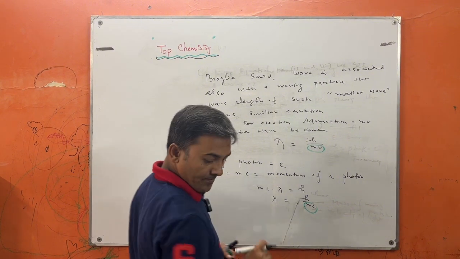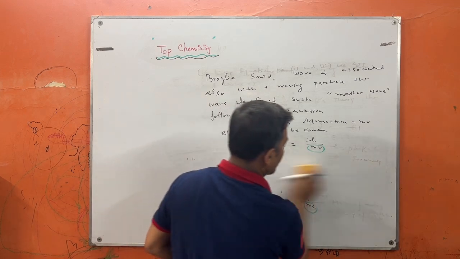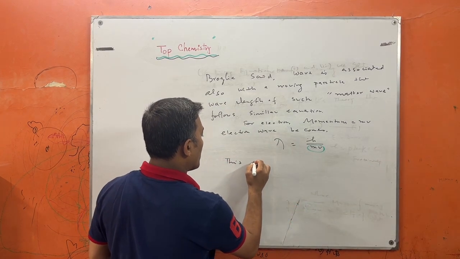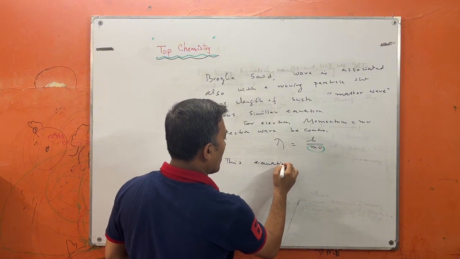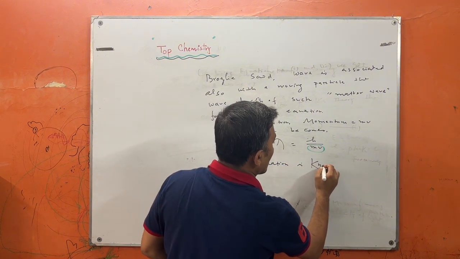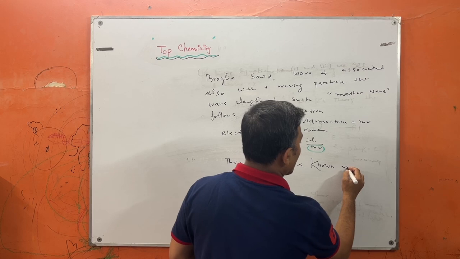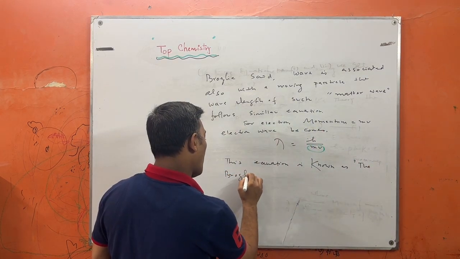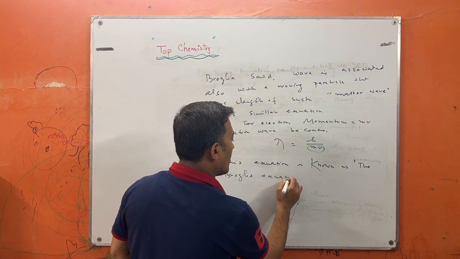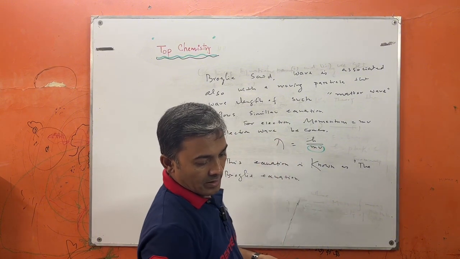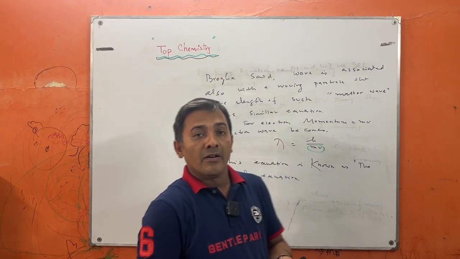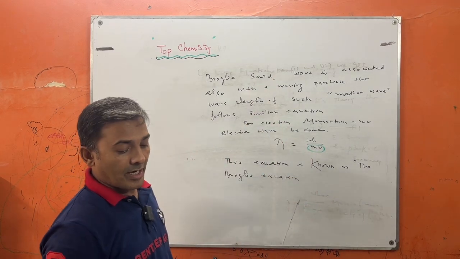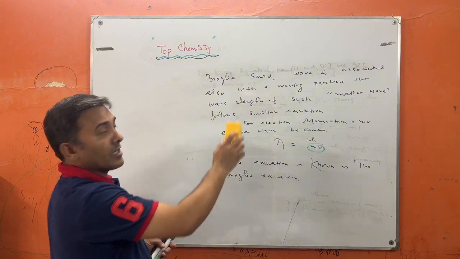This equation is known as the de Broglie equation. My dear students, the first one we have completed. Next one we are studying. Write down, please. Write down, everybody.